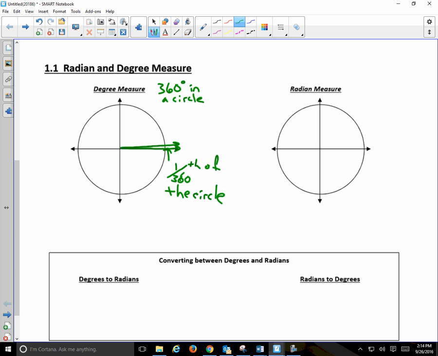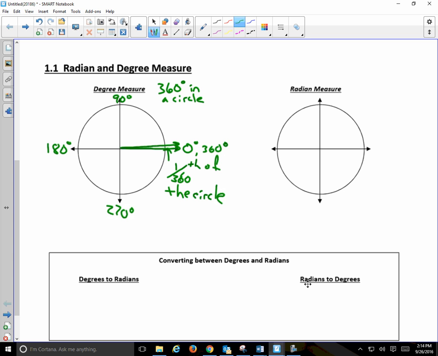What's this spot here? We always start with that spot on the x-axis being 0 degrees. So we got 90. What would be here? 180. What would be here? 270. And then all the way around again would be 360 degrees. So that's kind of how we mark off our degree measurements.